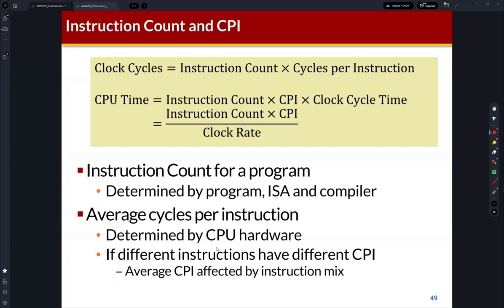Okay. So let's get started. What did we learn in the previous class? We learned about the performance of a computer system. We learned about the CPU time, the CPU execution time. So what is CPU time?